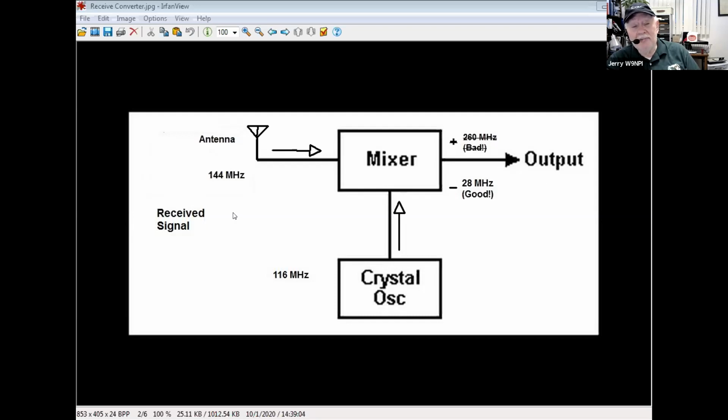And by tuning the transceiver from 28 to 32 megahertz, we're actually tuning from receiving signals from 144 to 148 megahertz. Everybody got that? Yep, makes sense. Okay, great. All right.